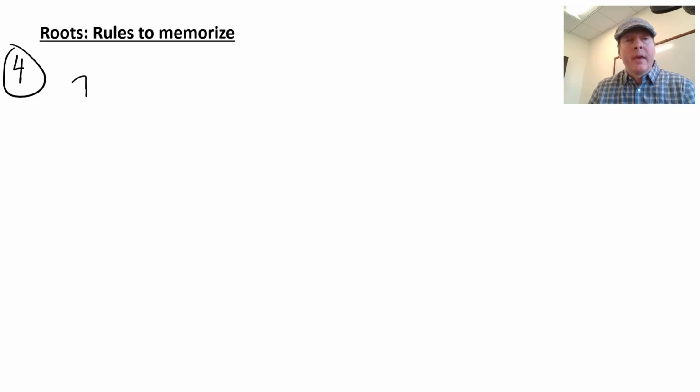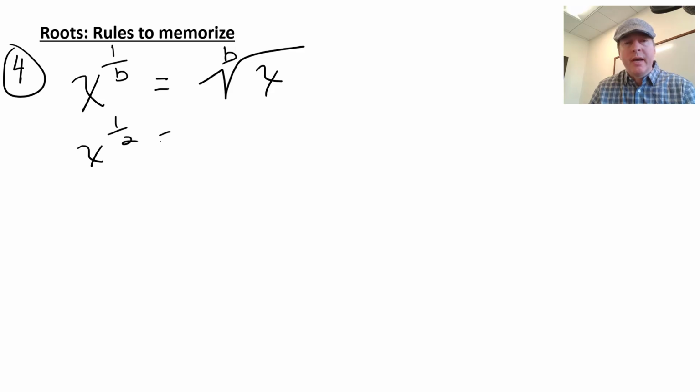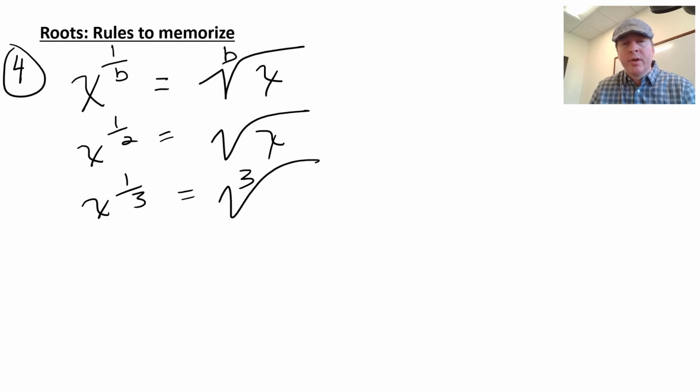Let's look at another rule. X raised to the power of, let's say, 1 over b is the b root of x. So we know that x to the 1/2 is the square root of x. We know x to the 1/3 is the cubed root of x. So the index number, as it's called, goes inside that little divot there. X to the 1/2, that's an implied 2.